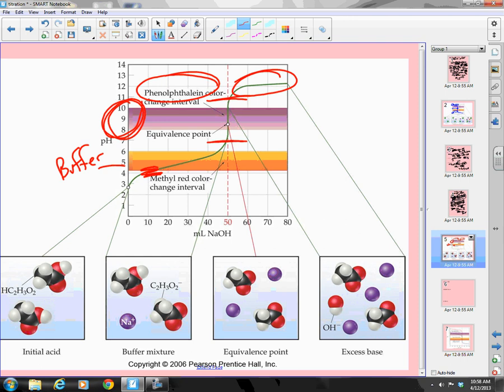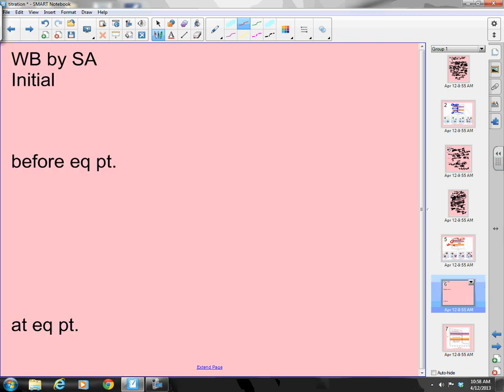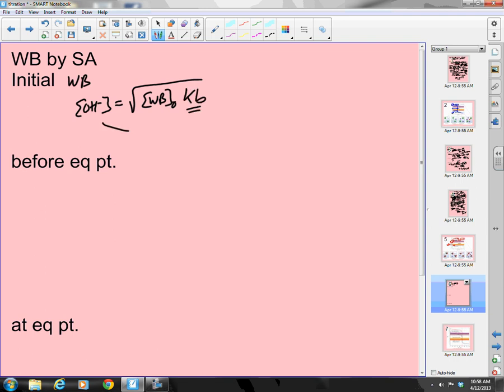Got it? Okay. Finally, weak base by strong acid, everything we just talked about in reverse. First here, I have only a weak base, so my hydroxide concentration is going to end up being the square root of my weak base initial concentration times Kb, and then I want to convert that to pH.